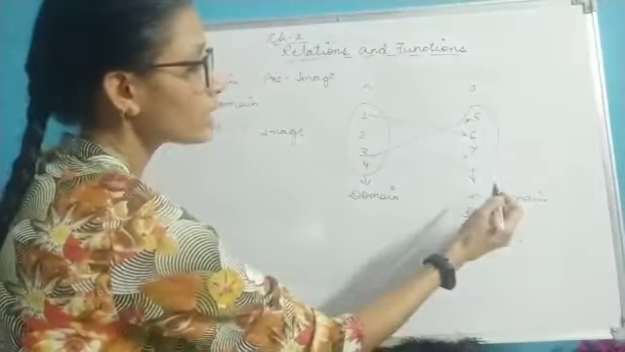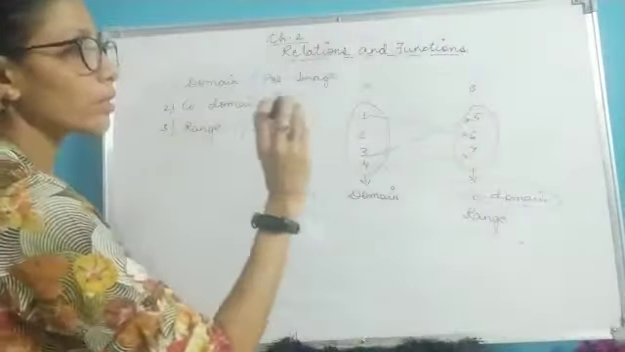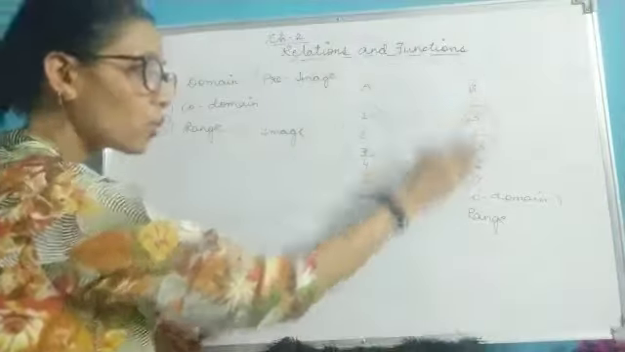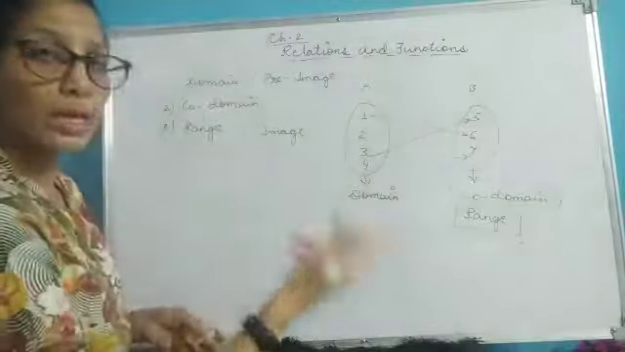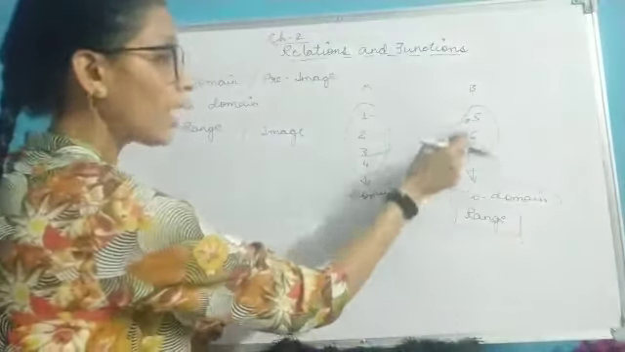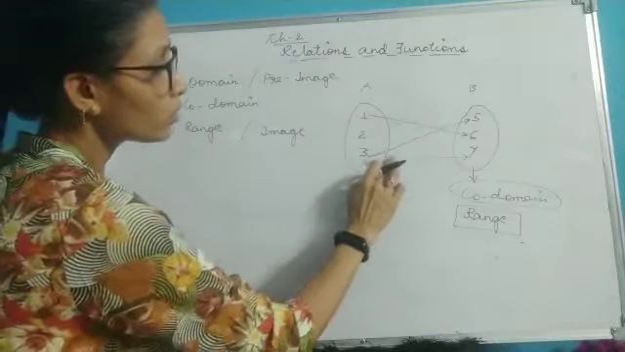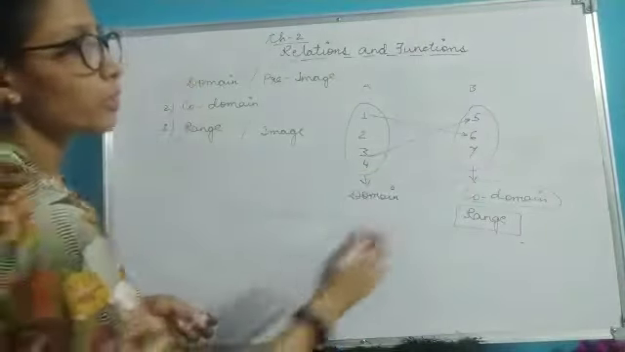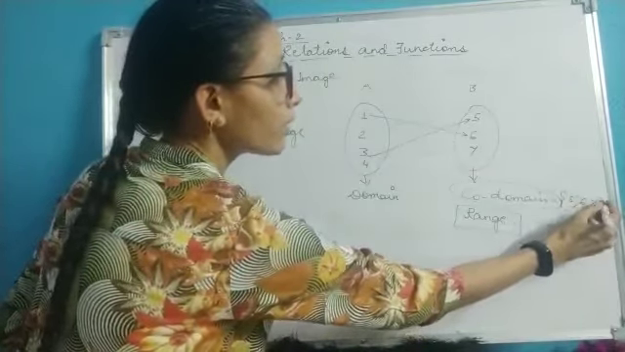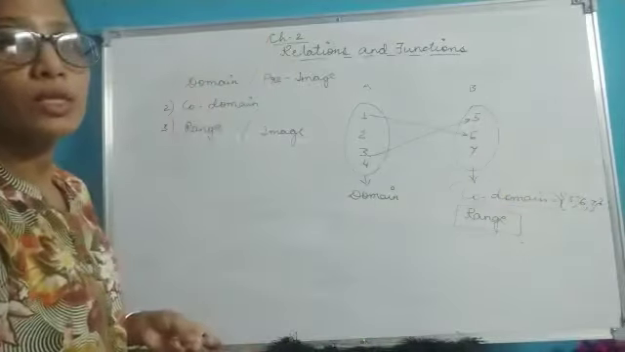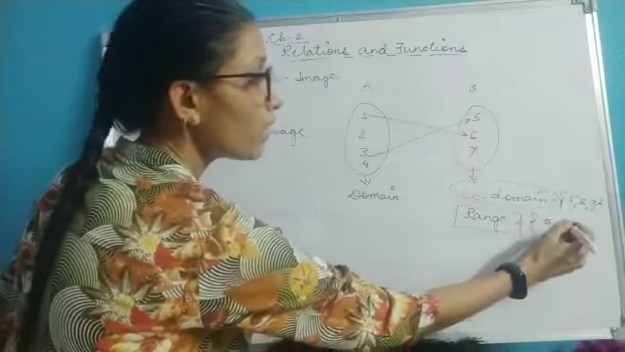So here I can say codomain is defined as all the elements present in set B, but range are only those elements of set B which have some relationship with the elements of set A. Say 4 is not linked up with this 7. So here codomain will be 5, 6 and 7. That means all the elements of set B are known as codomain. Range will be then just 5 and 6.